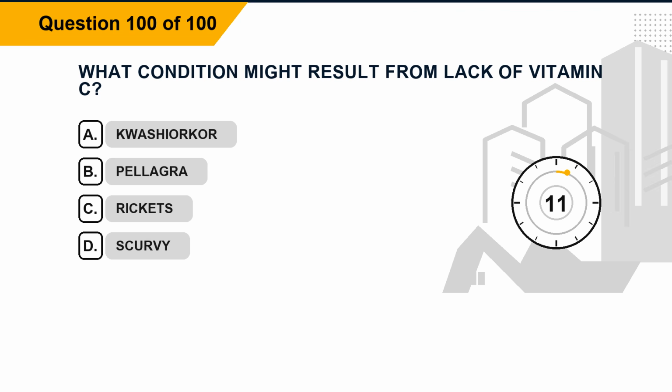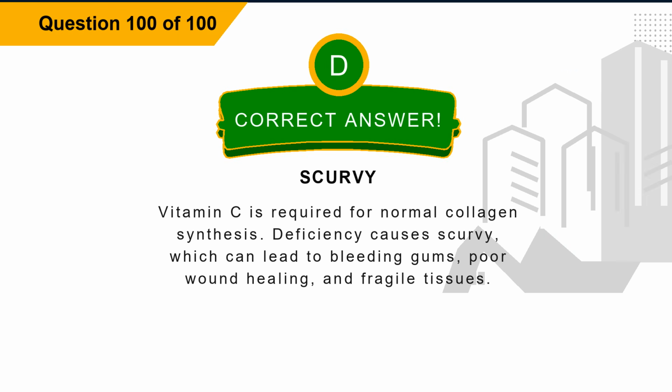Question 100. What condition might result from lack of vitamin C? Option A, kwashiorkor. Option B, pellagra. Option C, rickets. Option D, scurvy. The correct answer is option D, scurvy. Explanation. Vitamin C is required for normal collagen synthesis. Deficiency causes scurvy, which can lead to bleeding gums, poor wound healing, and fragile tissues.